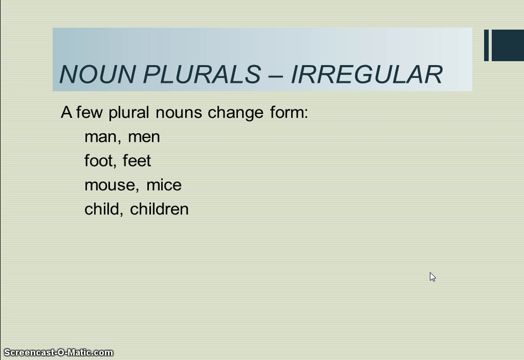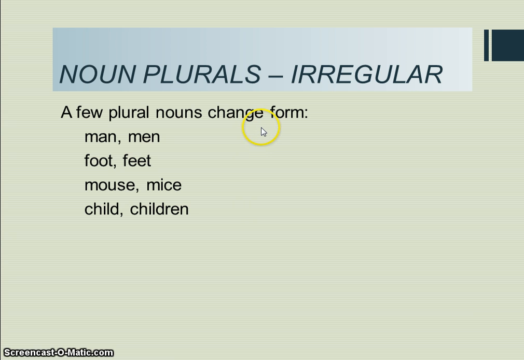Okay, nouns that aren't made plural in the regular way are called irregular nouns. And irregular nouns require more action than just adding an S or an ES. Notice here that man, to make it plural, is men. Foot is feet, mouse is mice, and child is children. These are the plural forms.